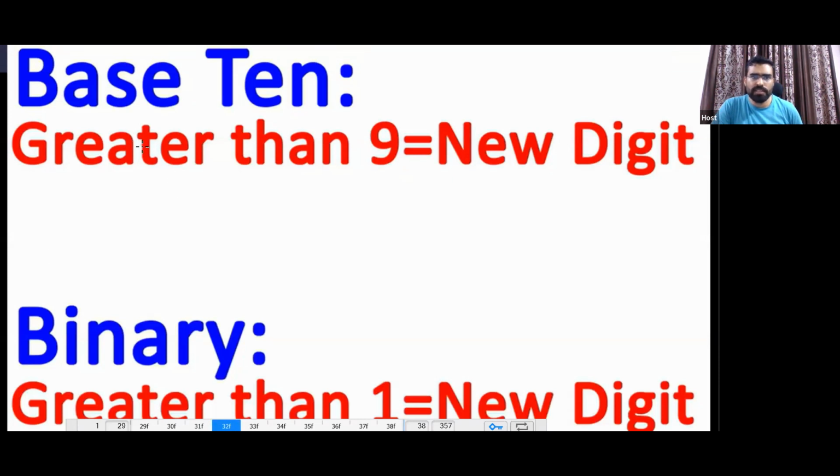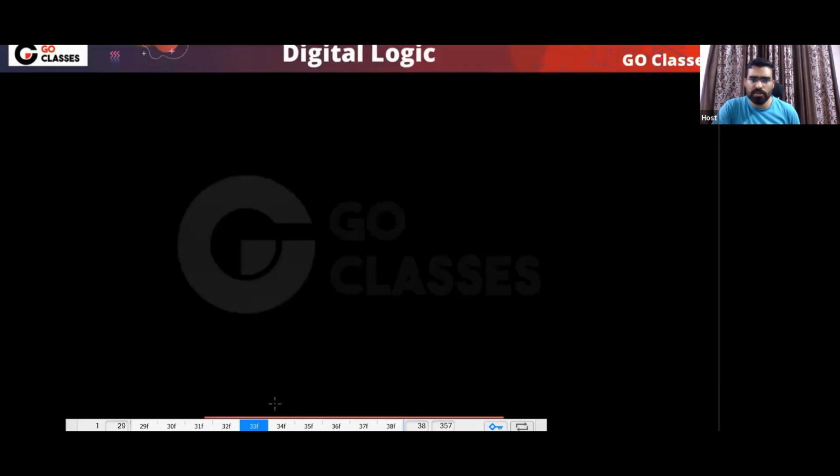So notice that these two things are actually the same. In the decimal system, what do we do? When you have greater than 9, then you use a new digit. Similarly, in the binary system, when you have greater than 1, you will use a new digit. So this is the simple idea.